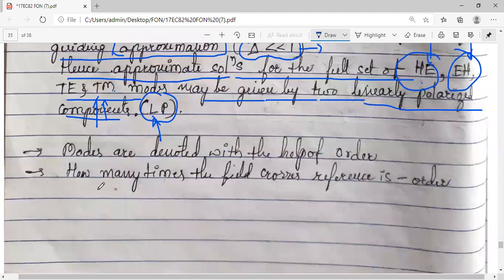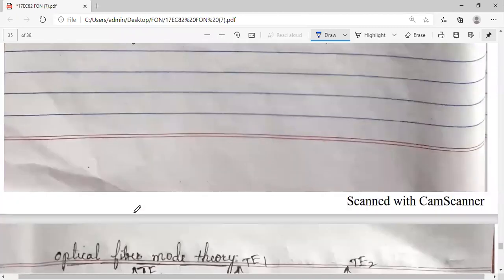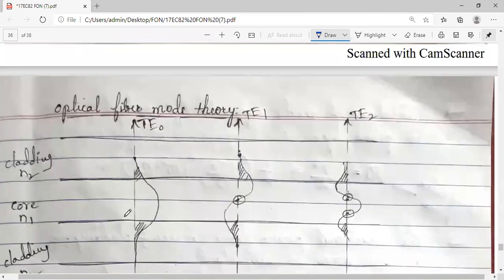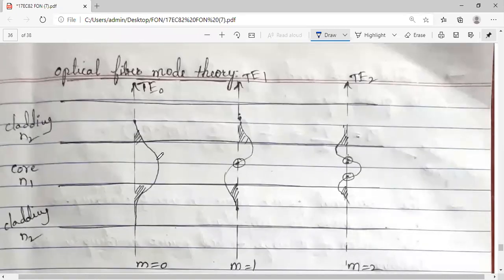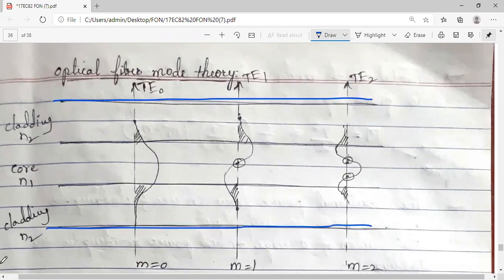Now coming to the basic mode theory, this is very important for you. You have already seen this structure. I am drawing this one after the other, which you have already seen in case of planar waveguide. You can see this is your optical fiber. I'm just telling you about the order and the mode. This is your core material center.